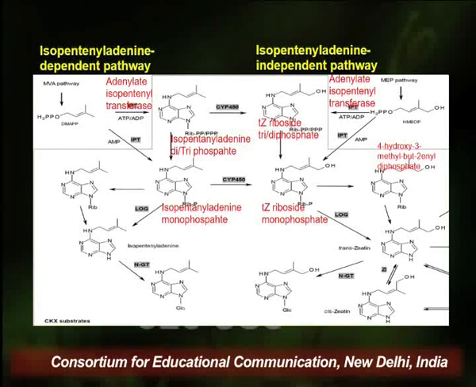Whereas in the isopentenyl adenine independent pathway, you can see the precursor, that is hydroxymethyl butenyl diphosphate, transfers its chain onto the adenyl ring with the help of the adenyl isopentenyl transferase enzyme, thereby producing trans-zeatin riboside di or triphosphate, and similarly it can also produce trans-zeatin riboside monophosphate, which again is acted upon by the LOG enzyme, thereby producing the trans-zeatin molecule. So this is basically how trans-zeatin, the major cytokinin found in plants, is biosynthesized in the plant cells.